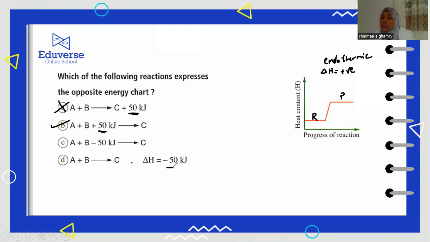Here delta H is negative, it's exothermic, so it's not correct. Here also, C, A and B negative 50. That means it should move to the other side, the positive sign. So here it's also exothermic. So C and D are also not correct.